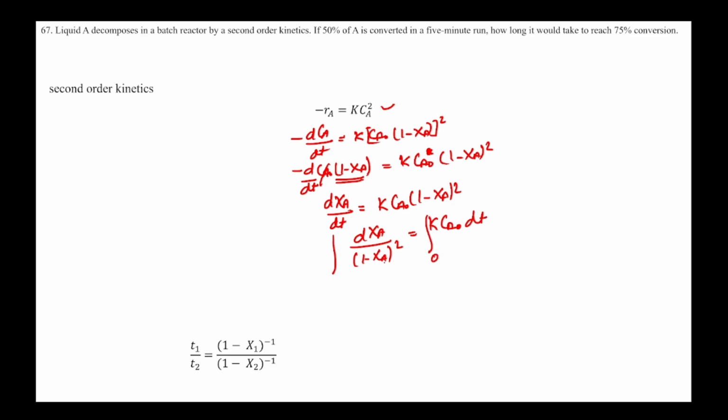At t equal to 0, conversion will be 0. At t equal to t, conversion will be XA. When you solve this integration, you will get this. Putting the value at time t1, that is 5 minutes, conversion is 50%, so 0.5 will remain, minus 1. And the time we require for 75% conversion, that means 0.25 inverse. So it will give t equal to 10 minutes.